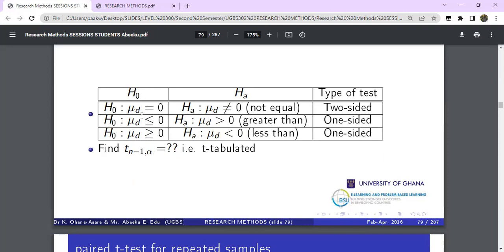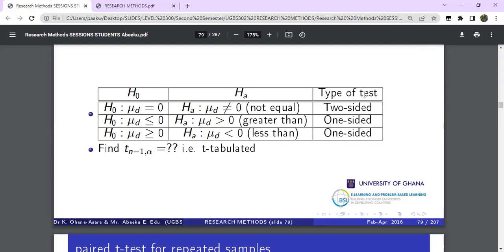Because the null hypothesis, we've learned this, contains the equality sign. So that's H0: equal to, less than or equal to, greater than or equal to. Then is the HA. The HA always challenges the H0. If H0 is saying right, HA will say left. HA does not contain the equality sign. So if H0 is saying equal to, HA will be what? Not equal to. If H0 is saying less than or equal to, HA will say greater than. If H0 is saying greater than or equal to, HA will say less than.